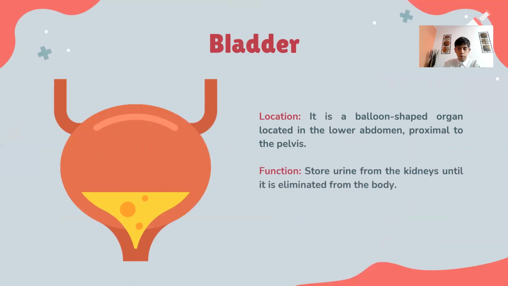And we have the bladder. The bladder is a balloon-shaped organ located in the lower abdomen, proximal to the pelvis. And its function is to store urine from the kidneys until it is eliminated from the body.